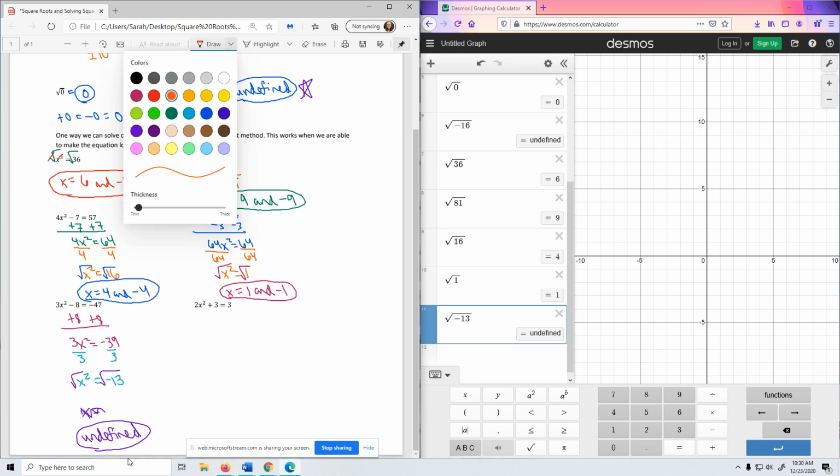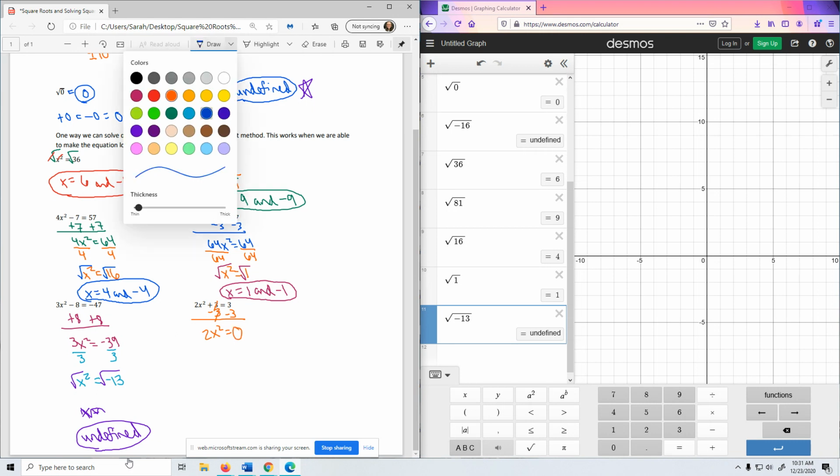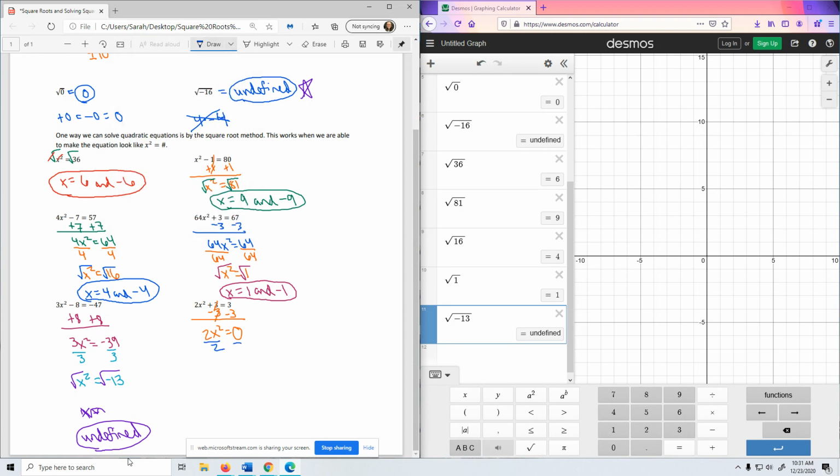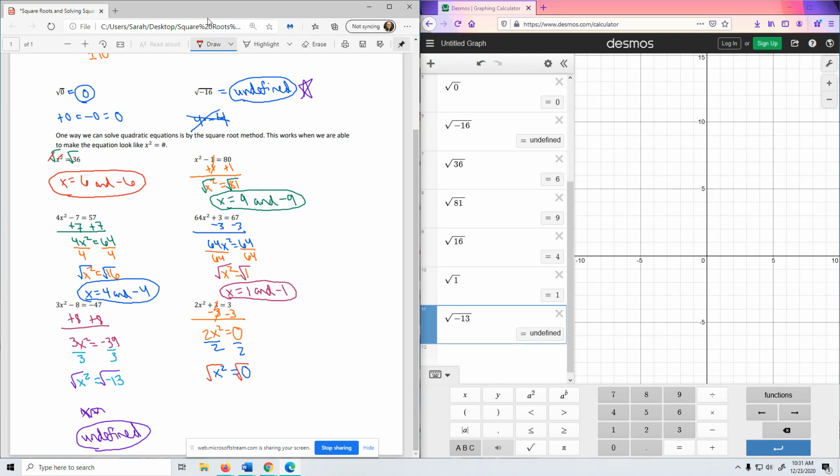Last but not least, undo this +3 by subtracting 3 from both sides. I did not mean to write that 3 there. One second. So we get 2x squared equals 3 minus 3, which is just a 0. It's okay to get a 0 there. Now divide by the number in front of x squared. 0 divided by 2 is also 0. Again, perfectly fine. And then last but not least, square root of both sides.